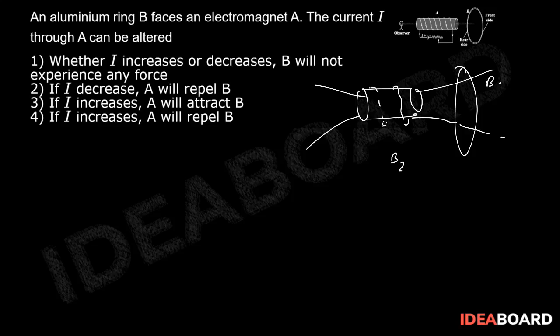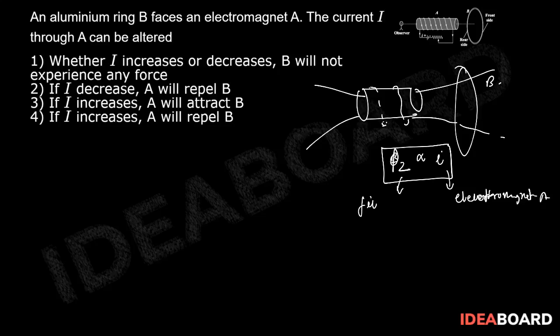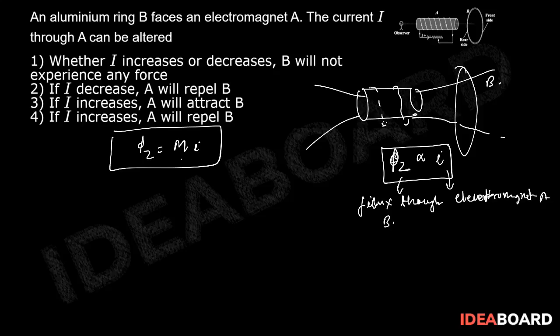I can write that the flux passing through B, phi 2, will be proportional to the current I, the current change in coil 1. So, electromagnet A, and this is the flux phi 2 through B, right? So phi 2 will be equal to M into I, where M is the coefficient of mutual induction, right?